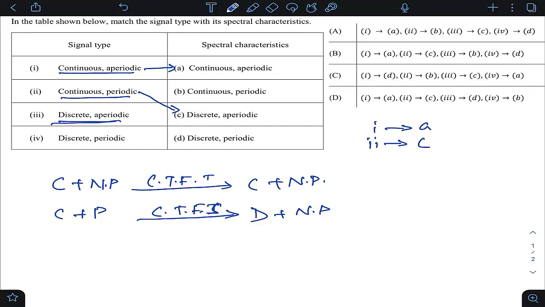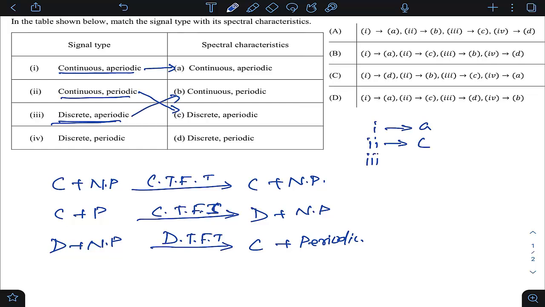3, discrete and non-periodic. So what is that Fourier analysis where the signal is discrete and non-periodic? That is nothing but your DTFT. So what is the DTFT spectrum nature? DTFT spectrum is continuous and periodic. So periodic of period 2 pi, it is continuous in nature. So continuous and periodic. So that happens to be B. So your third happens to be B.